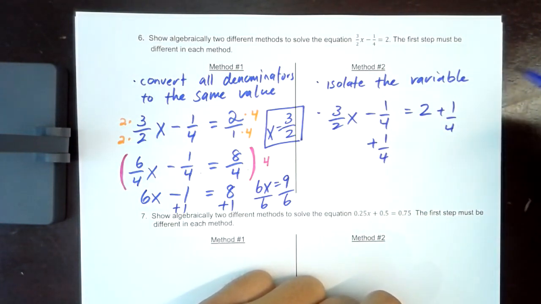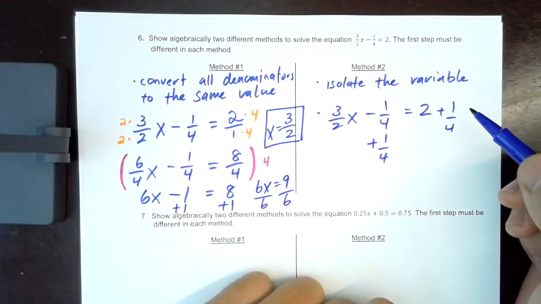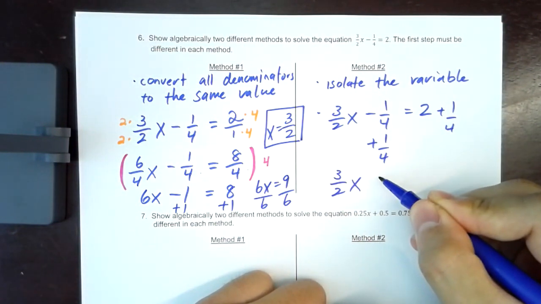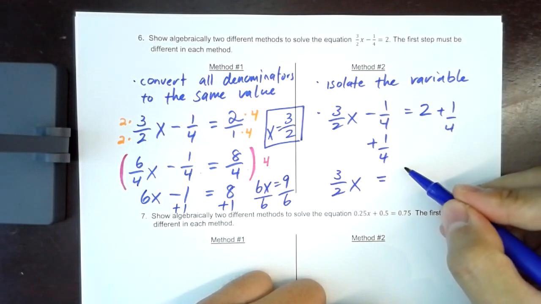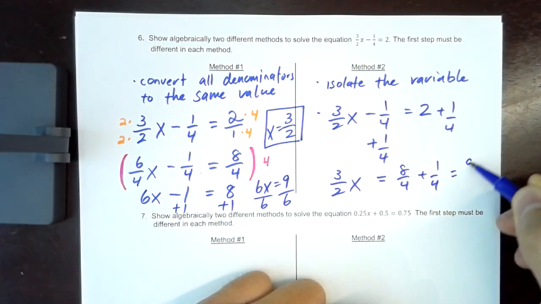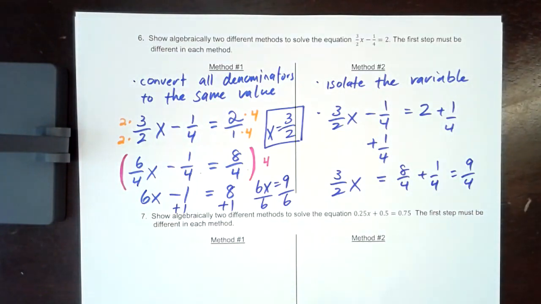Now, this is where it gets a little tricky, because what's 2 plus 1/4? Right, so 3 halves x equals, I'm going to call that 8/4 plus 1/4, and that's 9/4. Okay, so we're not quite done and the video is over.